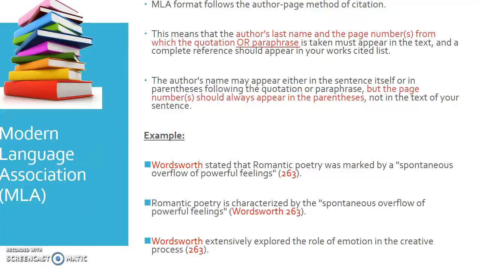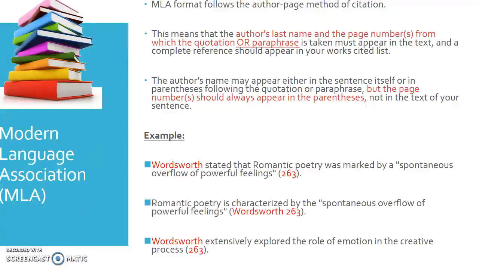The author's name may appear in either the sentence itself or in parentheses following the quotation or paraphrase, but the page number should always appear in the parentheses, not in the text of your sentence. So here are some great examples. With these three examples, the quote is by Wordsworth, and it's found on page 263. But they cite it in different ways, and you are absolutely able to cite it in any of these ways.